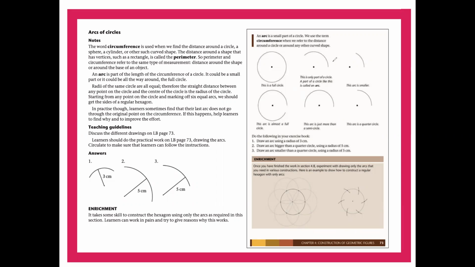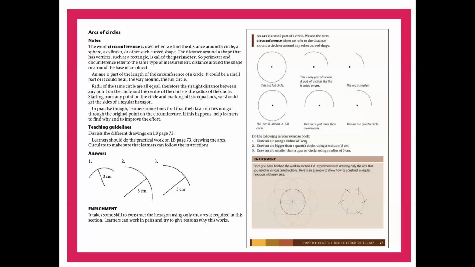So this will be an arc. These are all arcs. This one's a bit smaller than that one. This one's nearly the full distance. This one is just more than a semicircle, and this is a quarter circle. So if they ask you like, draw an arc using a radius of 3 centimeters.